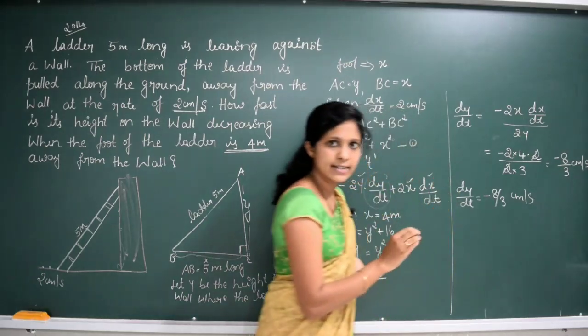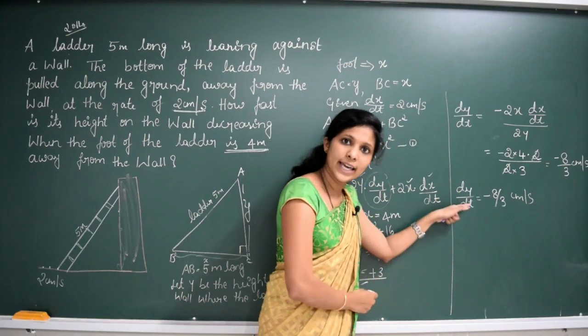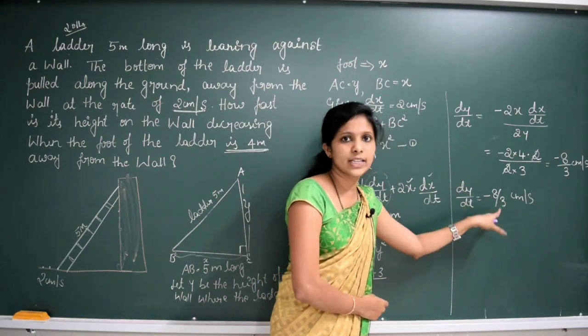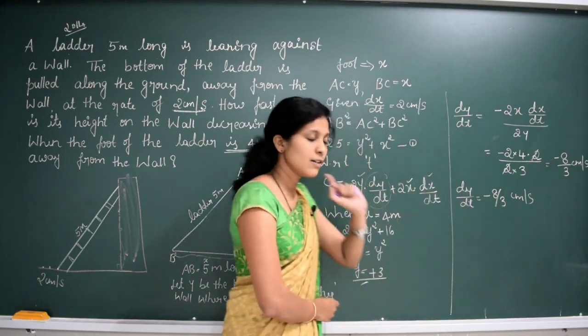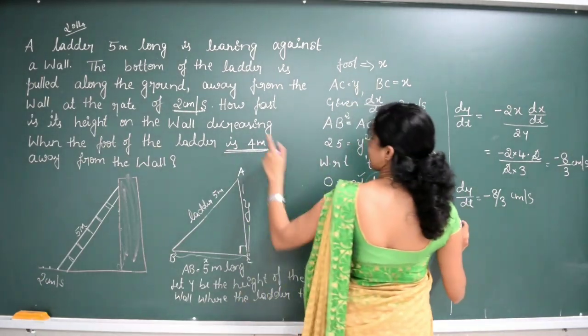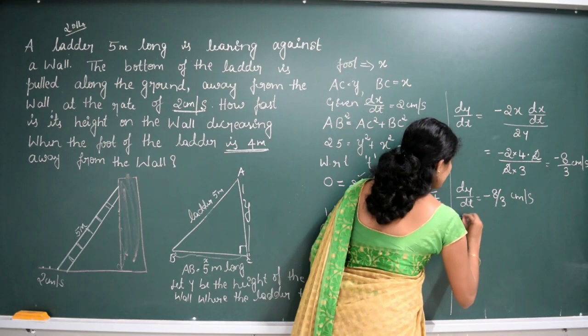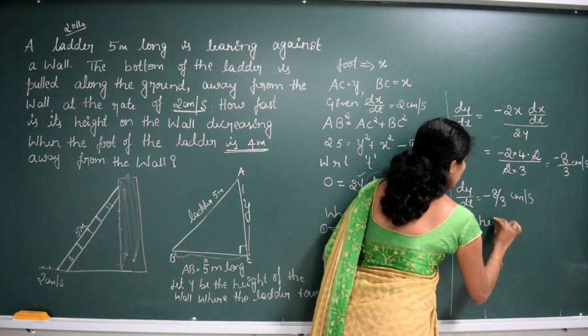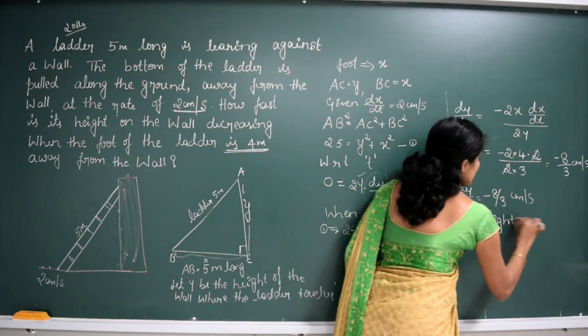Negative sign indicates that y is decreasing with respect to time. Is it clear? Finally, what you have to find? The height of the ladder.